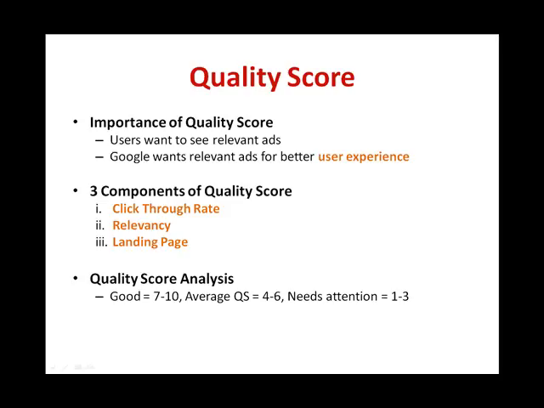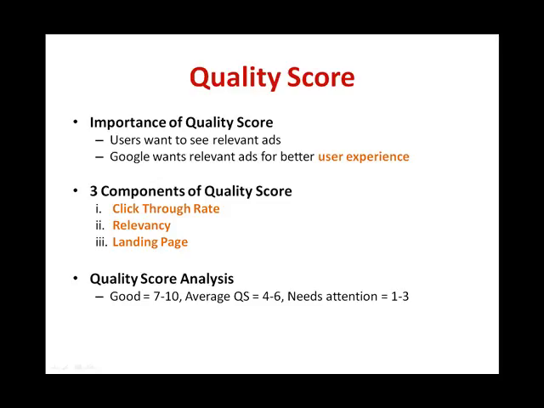What you should know also is that Google rewards you for having a high quality score. The reason for this is because relevancy is the key in PPC. Users want to see relevant ads, so advertisers should present relevant ads. Google, on the other hand, wants a good experience for both the users and advertisers so that they will come back and use Google. This explains why Google places such an importance on relevancy and rewards you for having high quality ads. There are three components to a quality score: click-through rate, relevancy, and landing page.